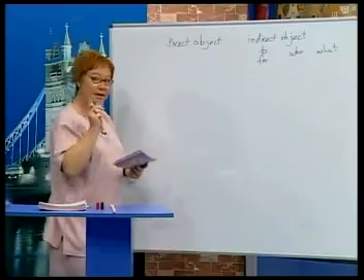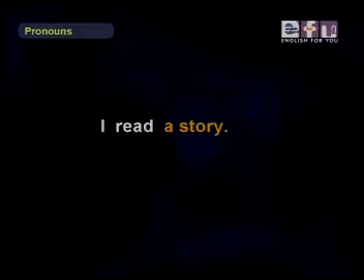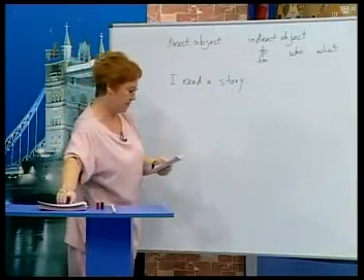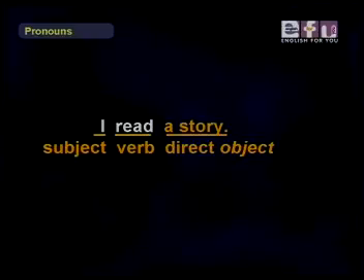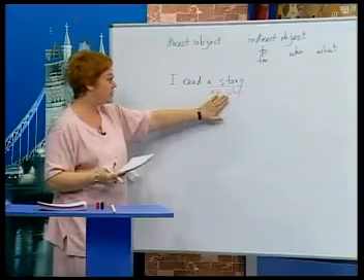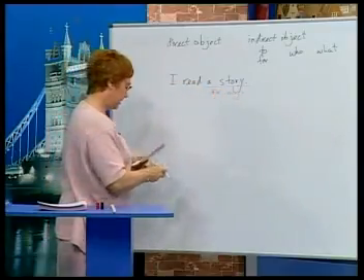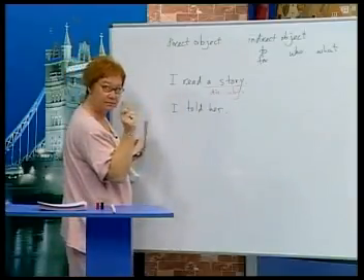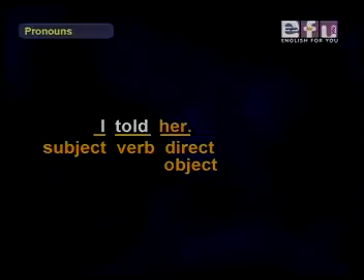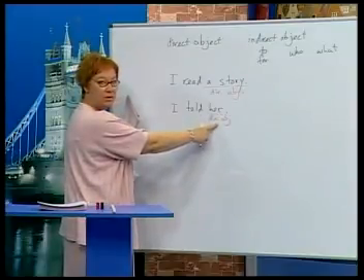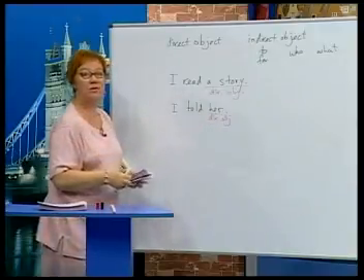Now, look at this sentence. I read a story. Okay? Now, the story is the direct object. It answers the question, what did you read? I read a story. Now, here's another one. I told her. Direct object. Okay? So, this answers the question, who? I told who? I told her. This is the direct object.